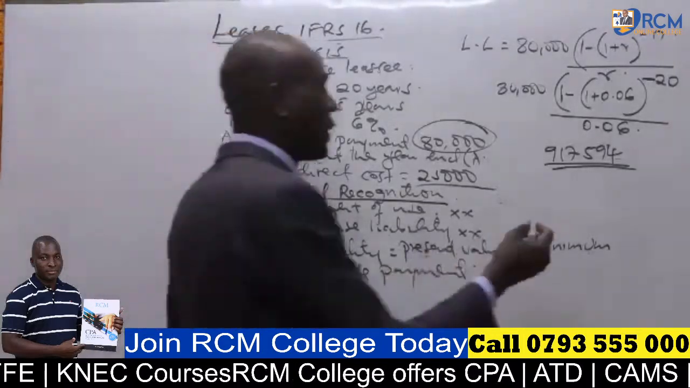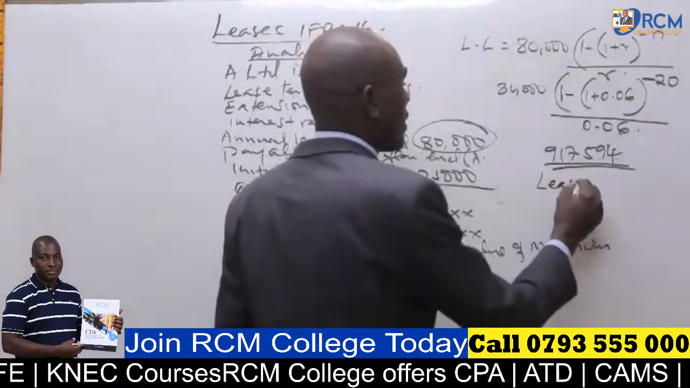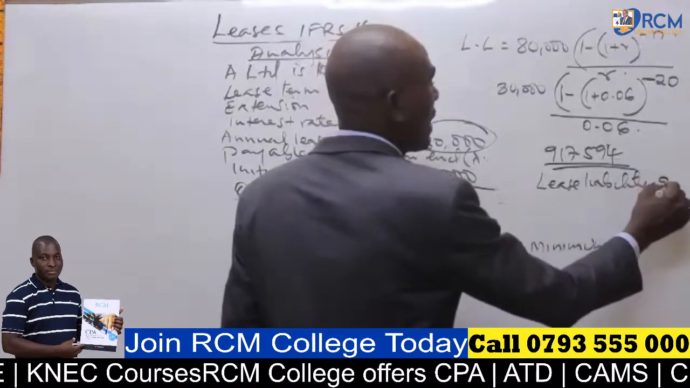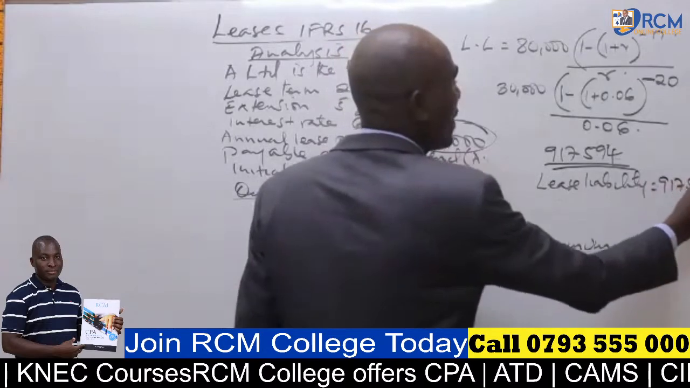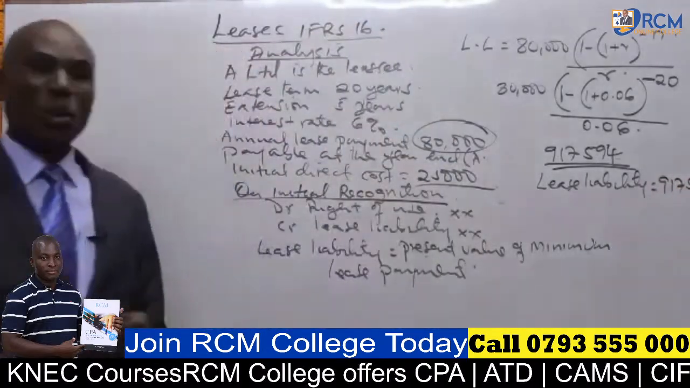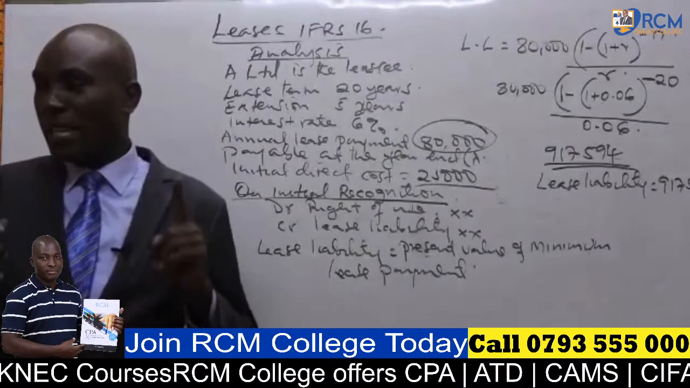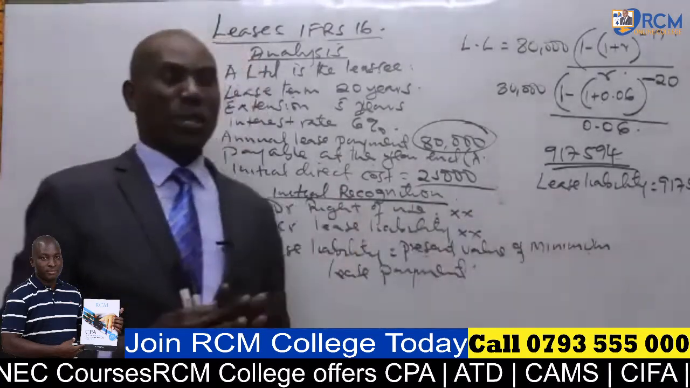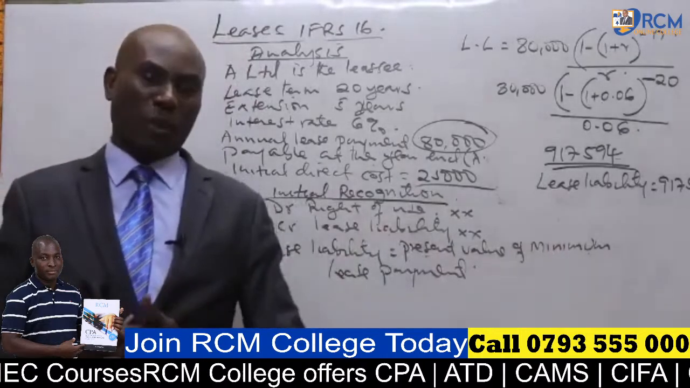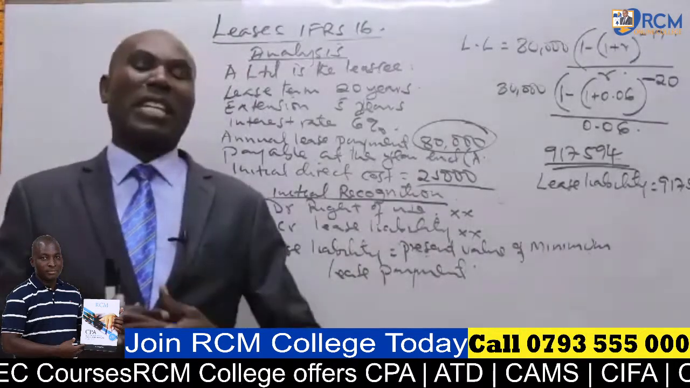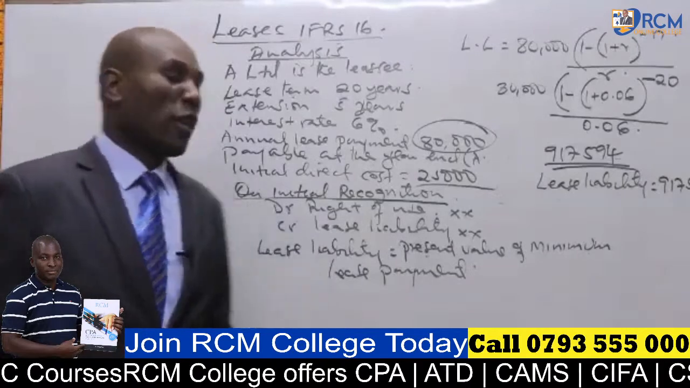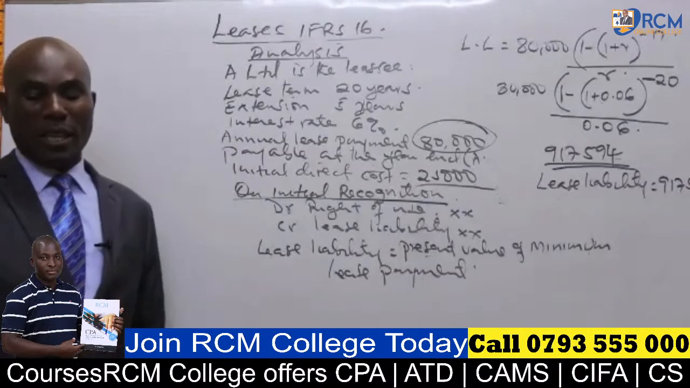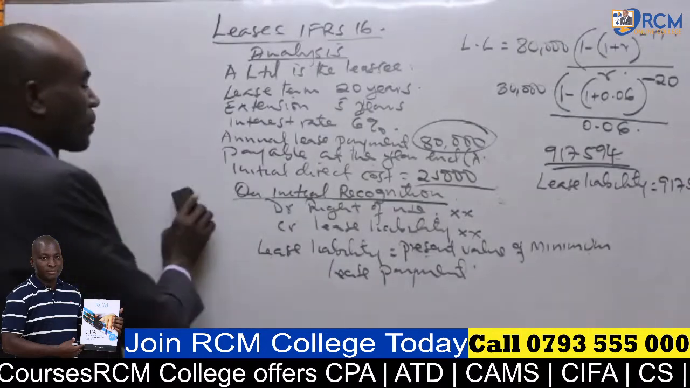Therefore, the lease liability equals 917,594. That is on initial recognition. But will this be the right of use? Sometimes it can be the right of use, but sometimes it cannot be. Why? We check if we have any other costs that make up the right of use.